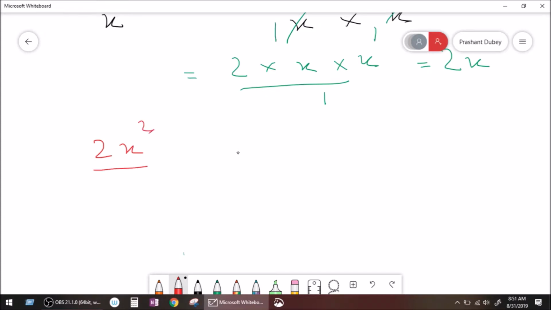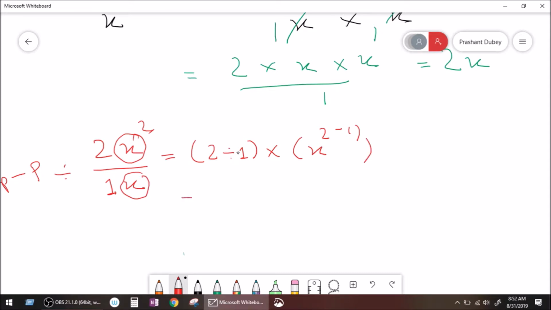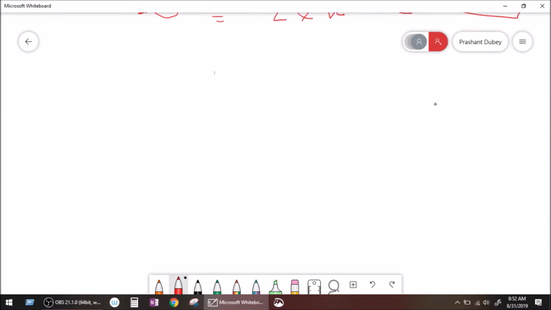2x to the power 4 divided by x to the power 2 equals 2 divided by 1 multiplied by x to the power 4 minus 2. Why minus? Because when we divide, we subtract the power, power minus power, if the base is the same. The base is the same, x and x. Equal to 2x to the power 2. Okay? Now let's take a harder, bigger problem.